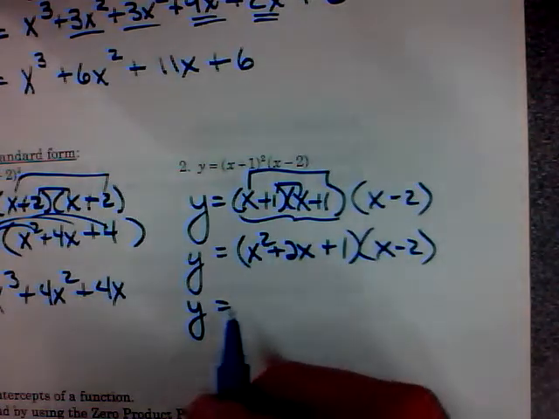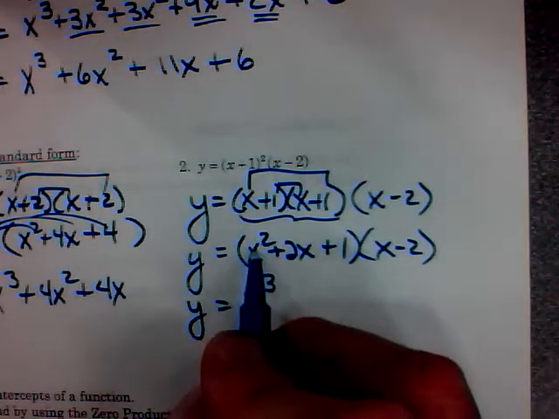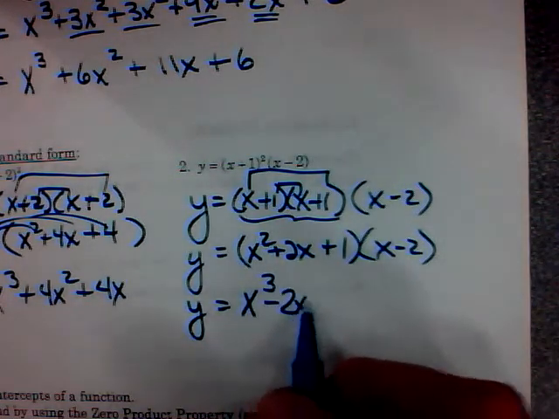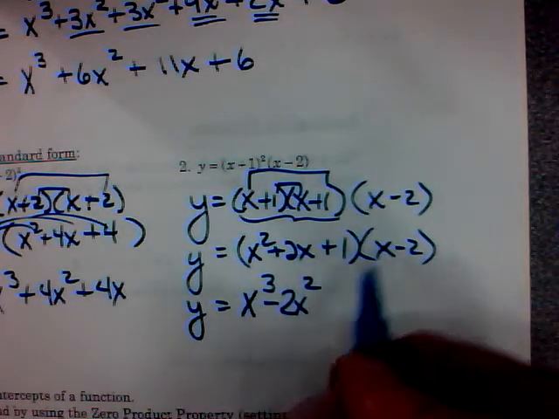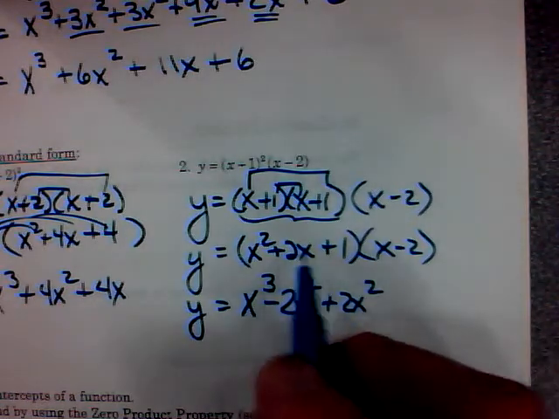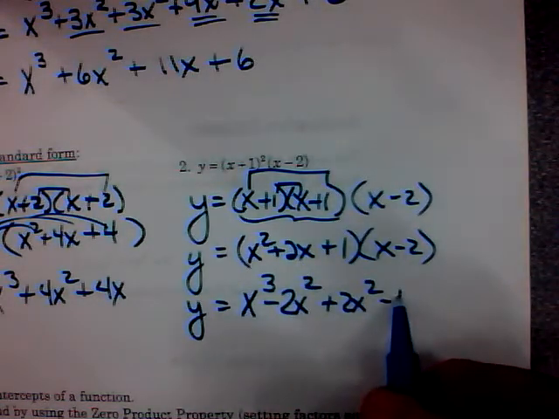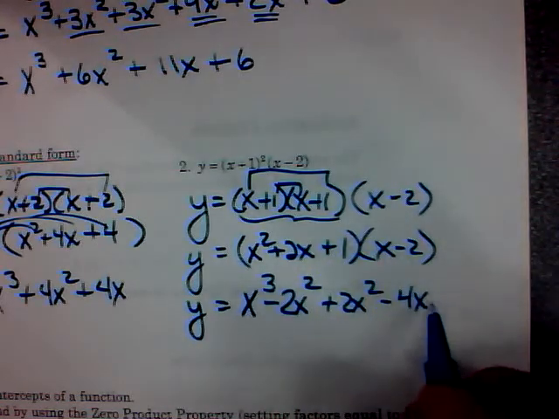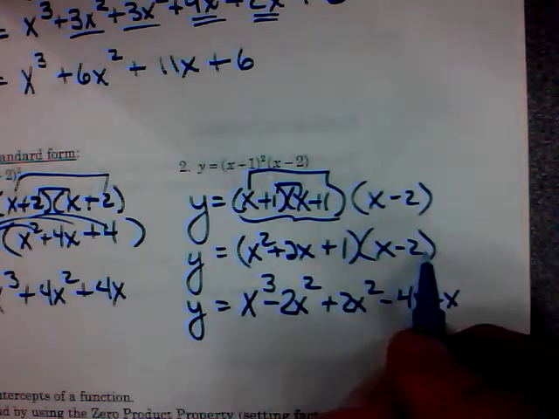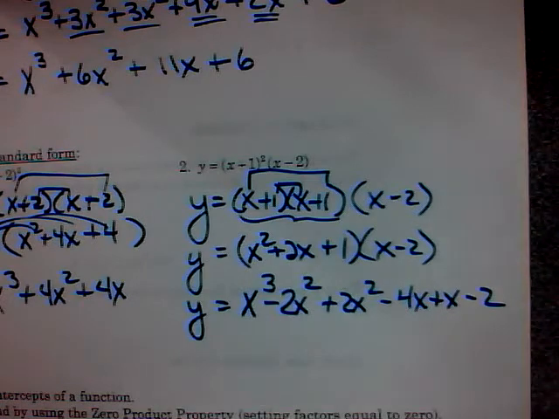So x squared times x is x cubed. X squared times negative 2 is negative 2x squared. Let's multiply the 2x. 2x times x is 2x squared. 2x times negative 2 is negative 4x. And now we got to do the 1 times both. 1 times x gets you x. 1 times negative 2 is negative 2.